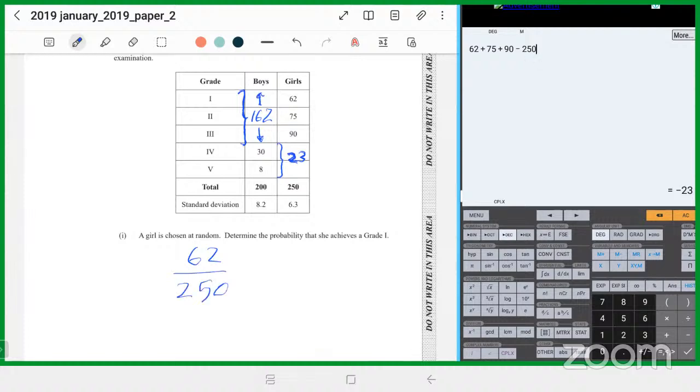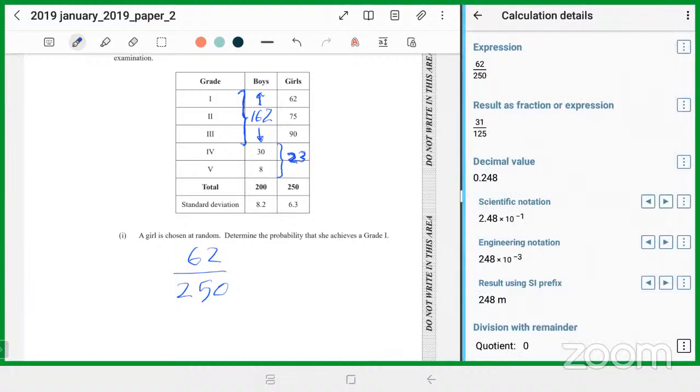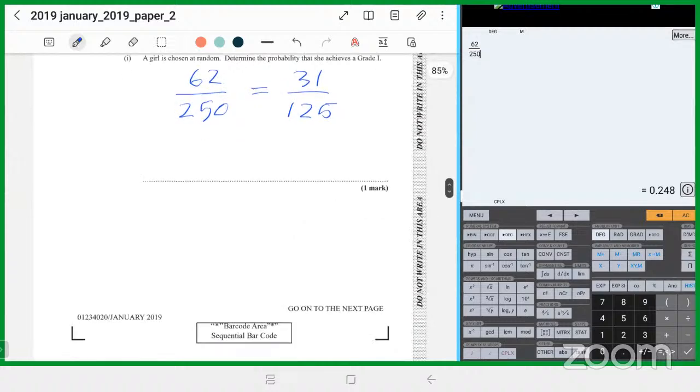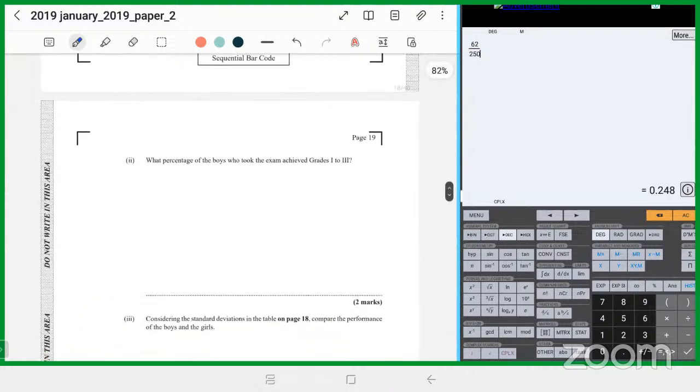That is it. You can maybe put it as a lowest fraction. 62 out of 250. Bring it down to the lowest fraction. That is 31 out of 125. That's the answer. 31 out of 125. Done. Next part says, what percentage of the boys who took the exam got grade 1 to 3?